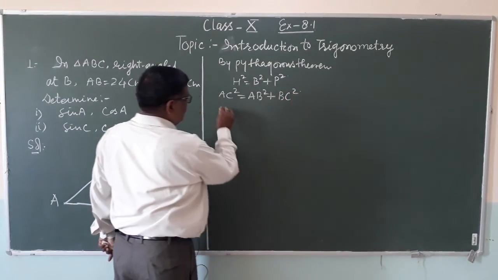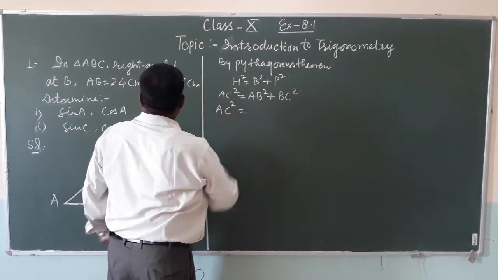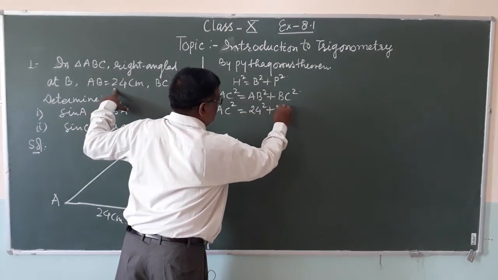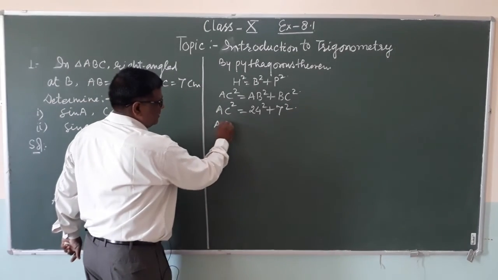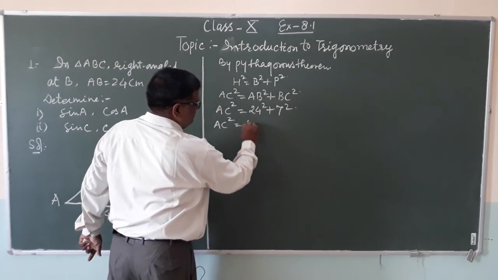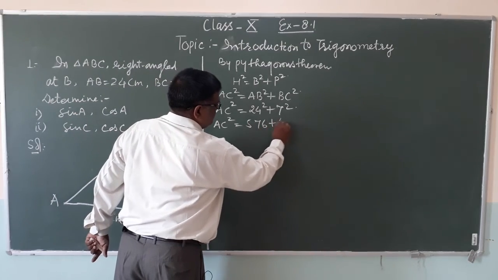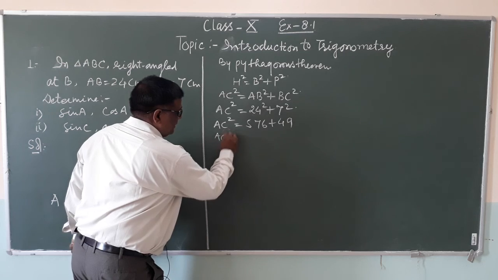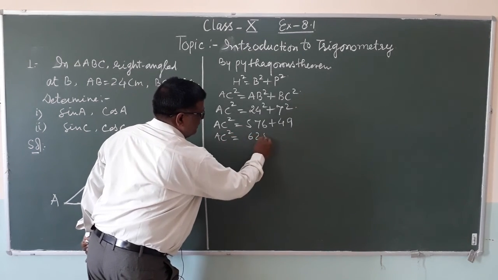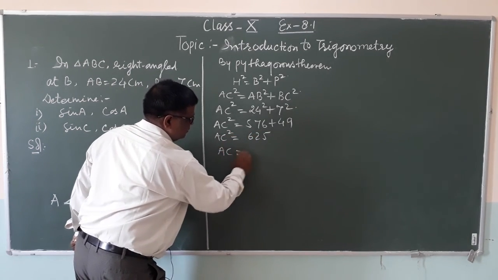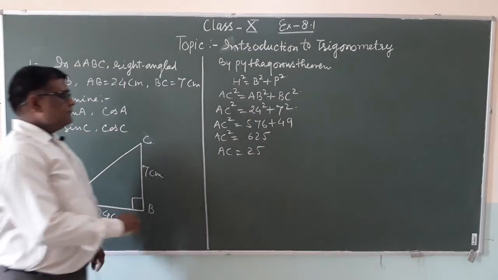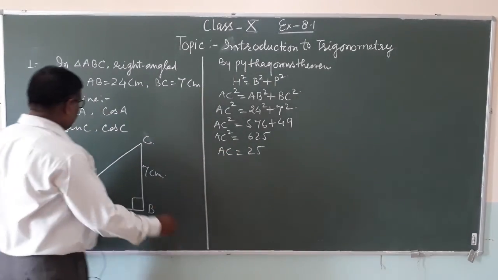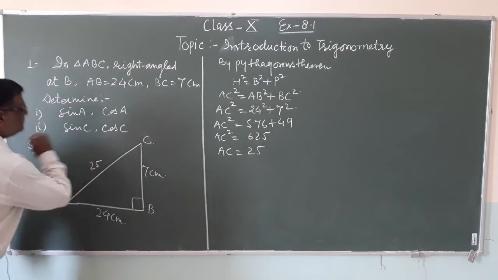Now AC square is equal to AB 24 square plus 7 square, that is AC square is equal to 24 square 576 plus 7 square, that is 49. Now AC square is equal to 625, that is AC is equal to 25. That is, the square root of 625 is equal to 25. Now we can write this side as 25.